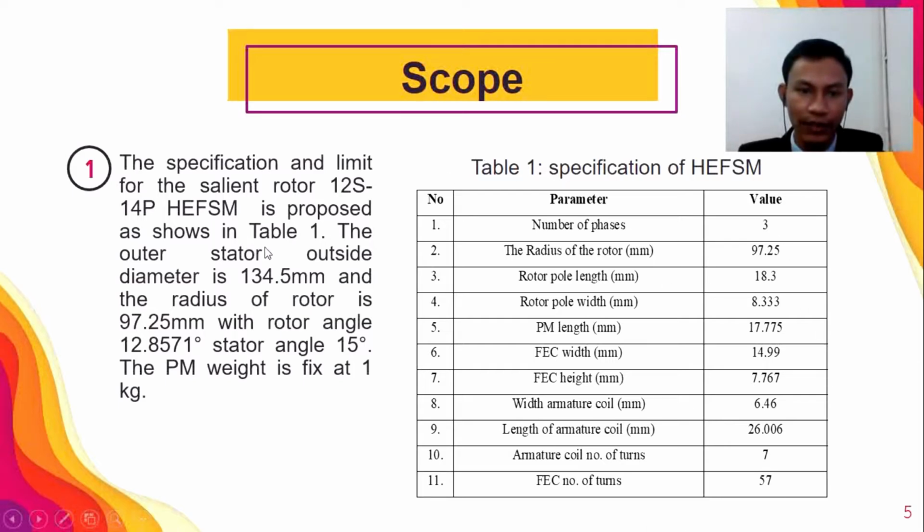The diameter of the stator is 134.5 millimeter and the radius of the rotor is 97.25 millimeter. The angle for the rotor is 12.8571. The stator angle is 15. We use a permanent magnet weight of 1 kilogram.